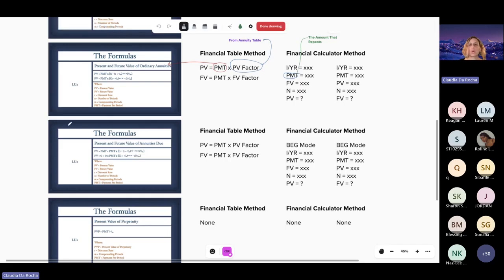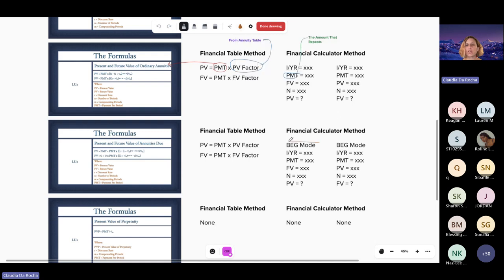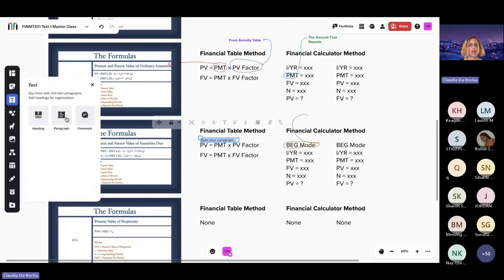Okay, so with your calculators, the most important thing is to make sure your calculator is on beginning mode. It can either be BEG or BGN for begin. So you just need to check what your calculator says, and you must make sure that is on. That's the first thing you do.